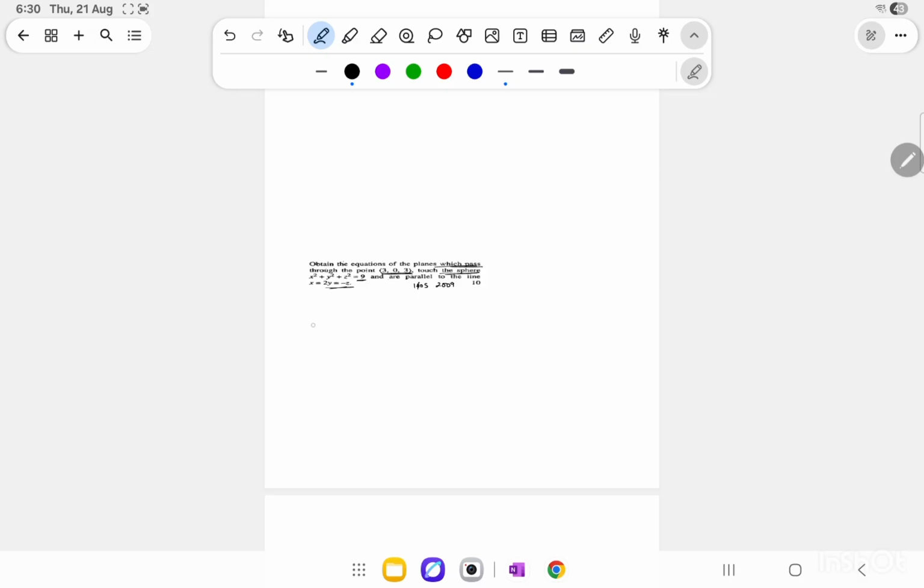Okay, so my given sphere, let's name it S1, is x square plus y square plus z square equals 9. The given equation of the line, let's name it L1, is x by 2 equals y by 1 equals z by minus 2, and the given point is P (3, 0, 3). So we are supposed to find the equation of the plane which passes through this point.